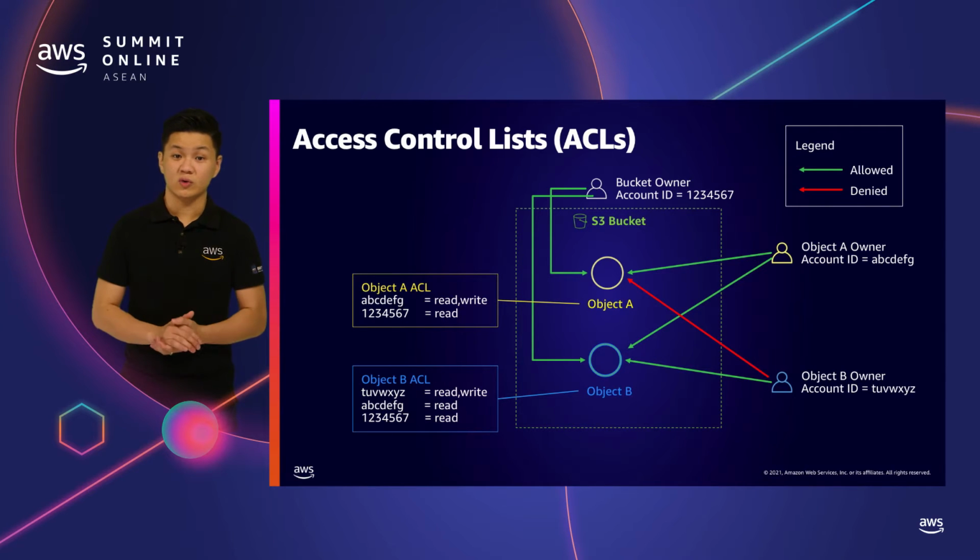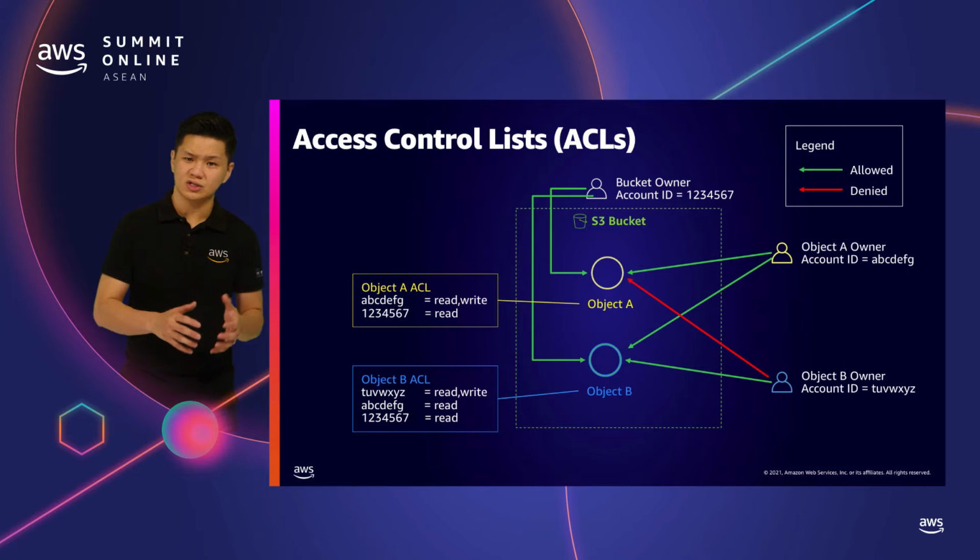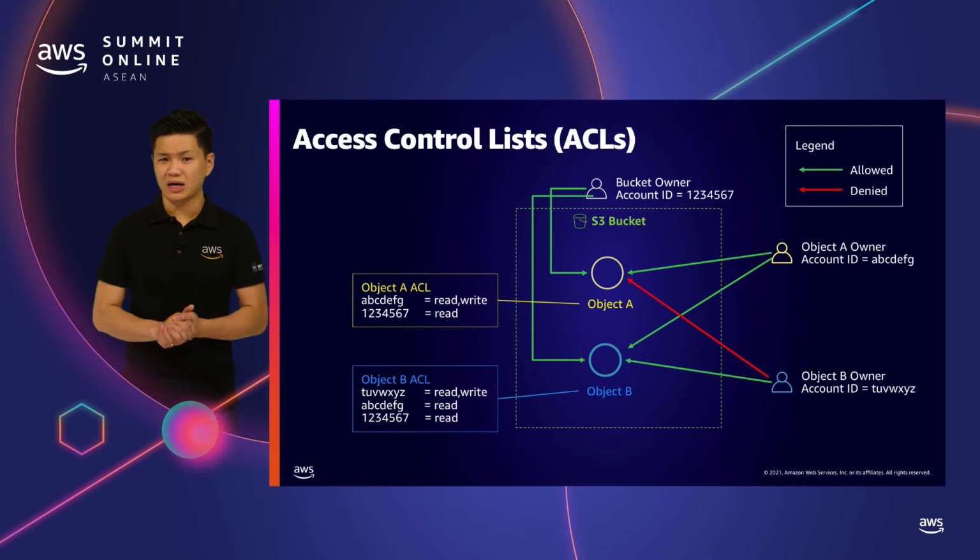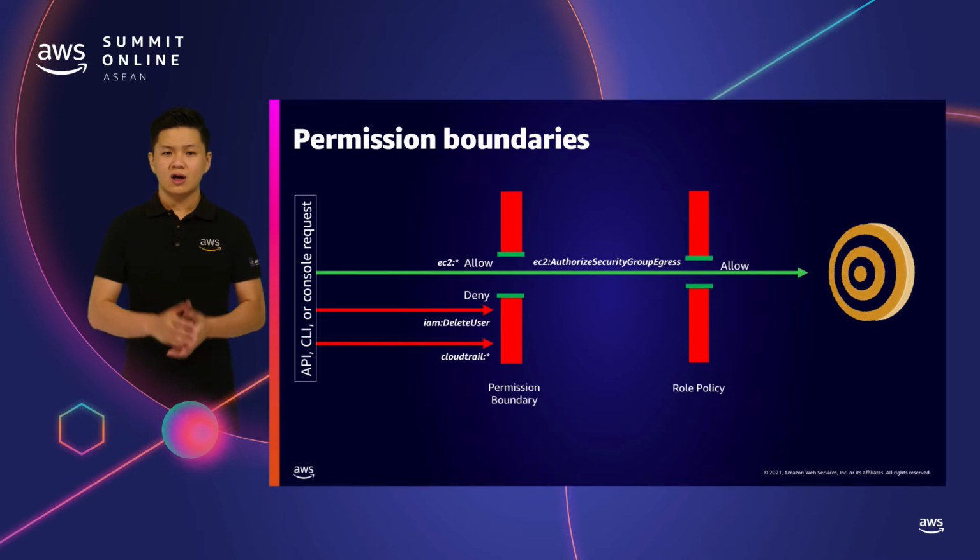In other words, if you want object level kind of privileges, usually in the case of a shared bucket with different object owners, use ACLs. If you're okay with bucket level, use resource-based policies. On to guardrail type of IAM policies.